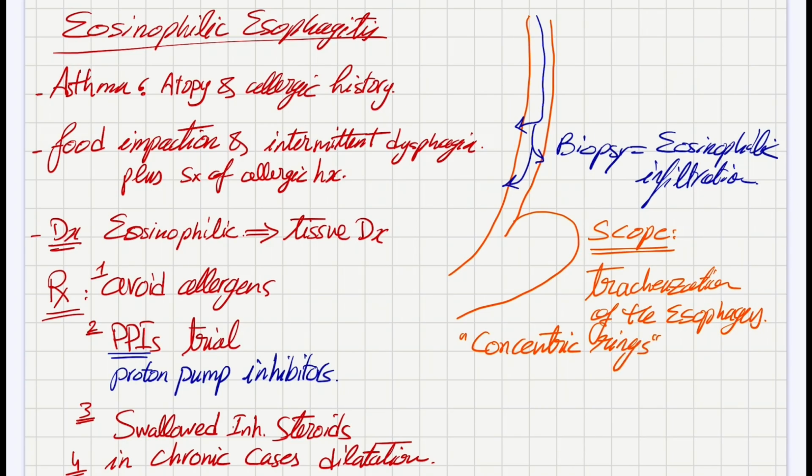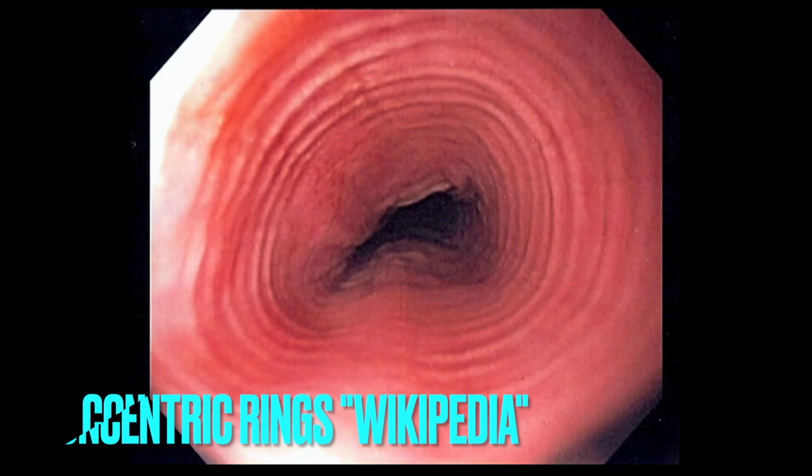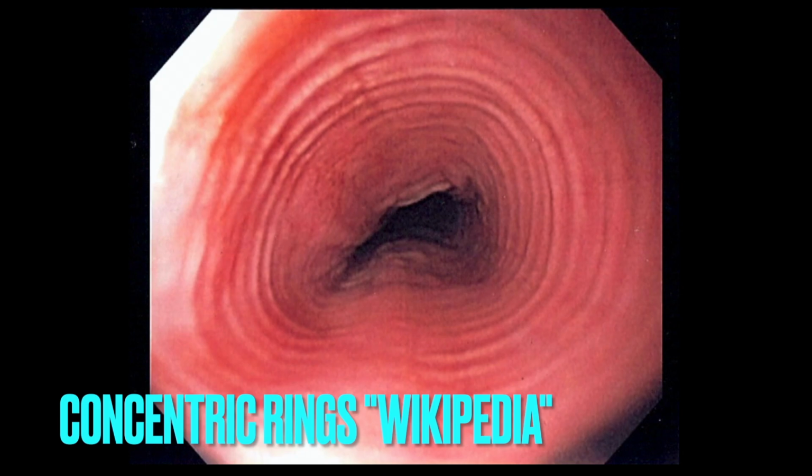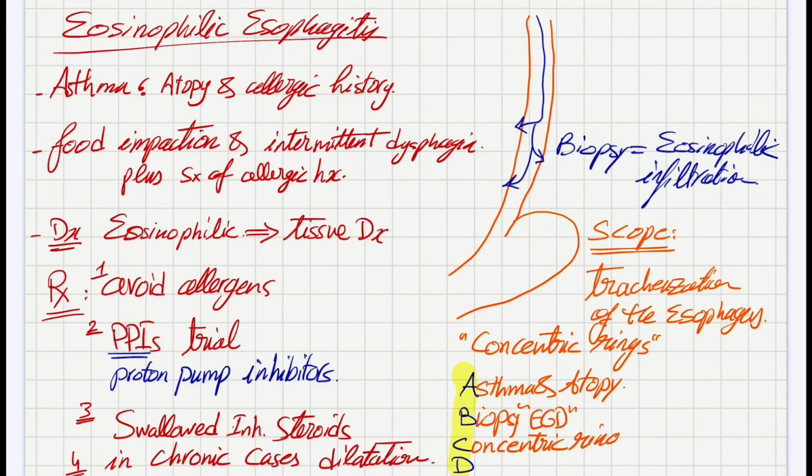Finally, I would like to review the ABCD mnemonic. So A for asthma, atopy, B for biopsy, and C for concentric rings in chronic disease, and D is the treatment. So we need diet modification and drugs, the PPI and the inhaled steroids, taken as swallowed inhaled steroids, and D dilatation.